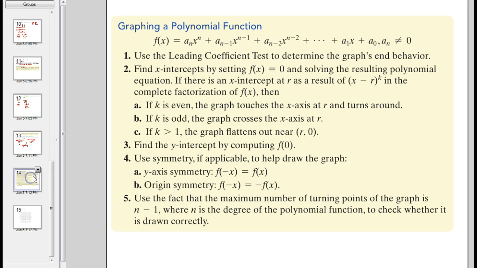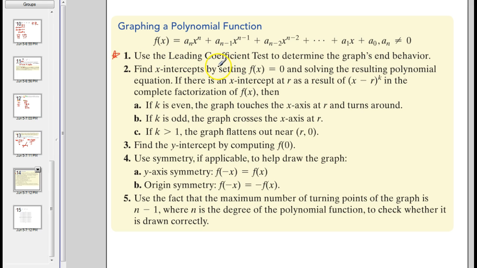Now, graphing a polynomial function. If you want to sketch a graph of a polynomial function, these 5 steps will give you a good idea, a rough sketch of what this thing looks like. And you see what the 5 are. It's the leading coefficient test. Get the end behavior right. That's really vitally important that you can do this one.